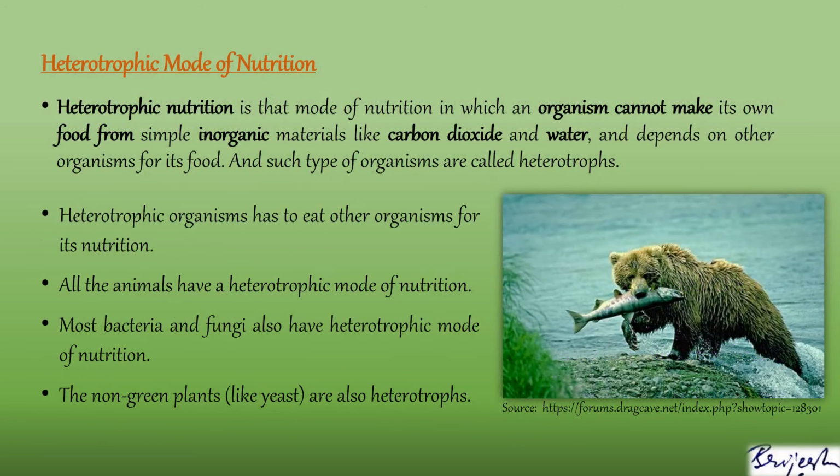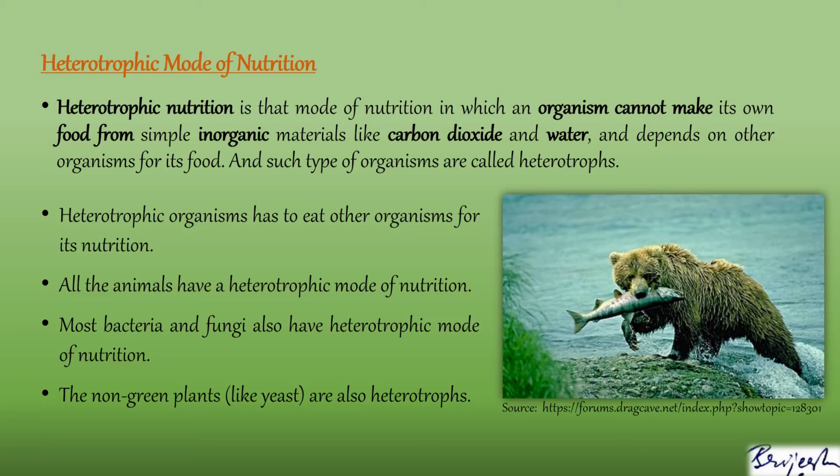Heterotrophic mode of nutrition. Heterotrophic nutrition is that mode of nutrition in which an organism cannot make its own food from simple inorganic materials like carbon dioxide and water, and depends on other organisms for its food. A heterotrophic organism has to eat other organisms for its nutrition. All the animals have a heterotrophic mode of nutrition. Most bacteria and fungi also have a heterotrophic mode of nutrition.